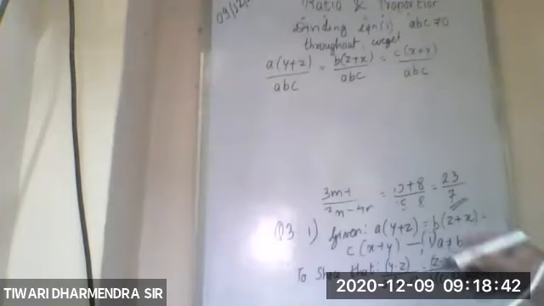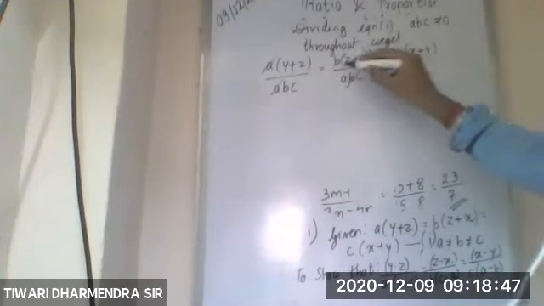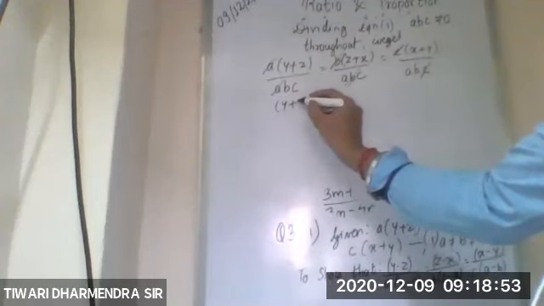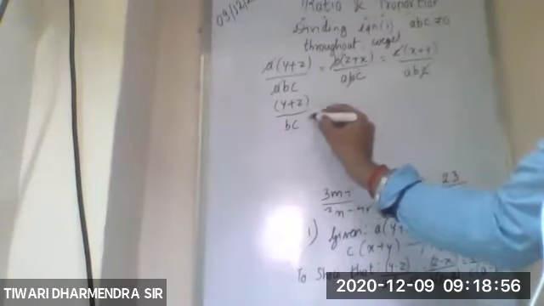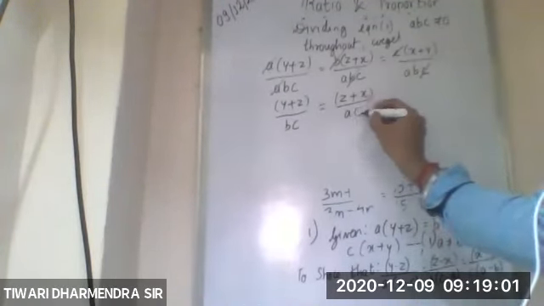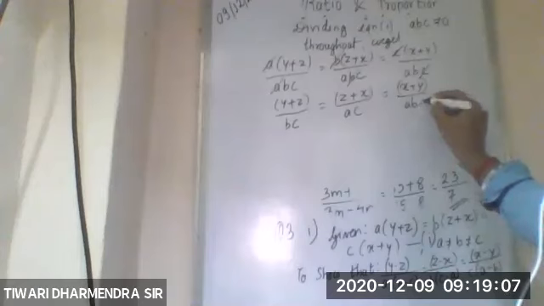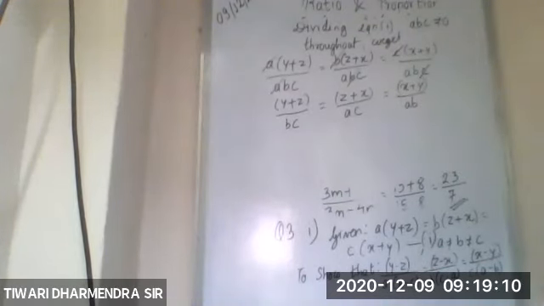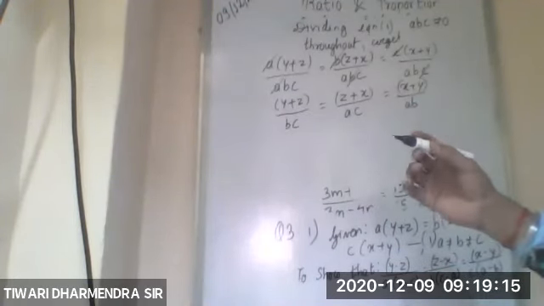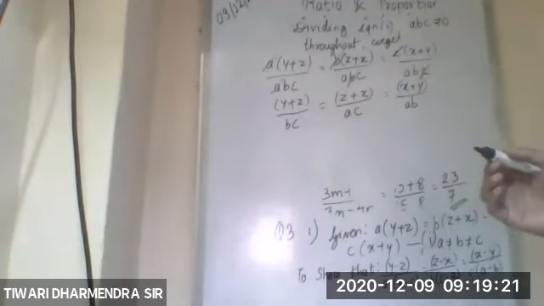What we can see, we can cancel this A since ABC is non-zero. We can do this. What remains? (y plus z) upon BC is equal to (z plus x) upon AC is equal to (x plus y) upon AB. Hope this is okay. Now, since you got this term, we have to use it carefully and logically so that this should not create a mess as per requirement.